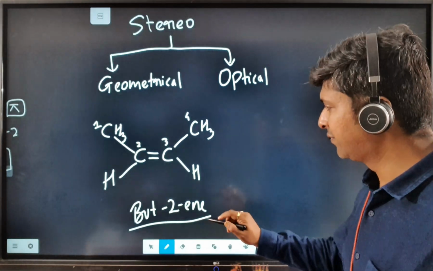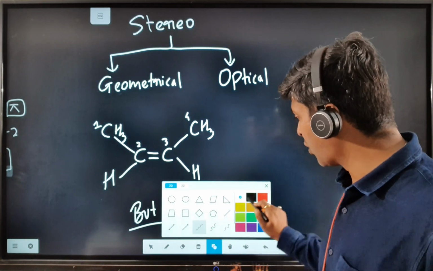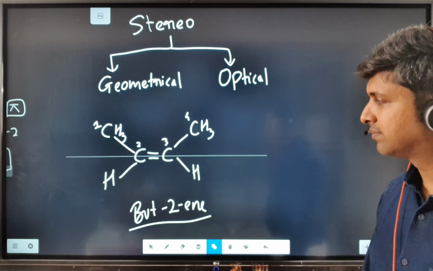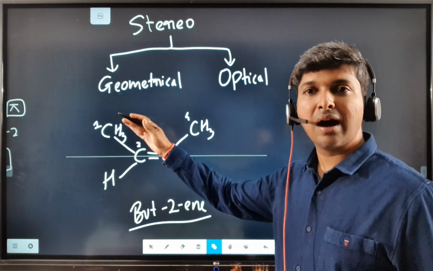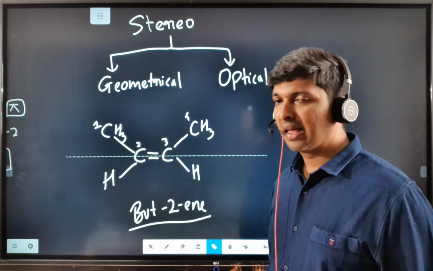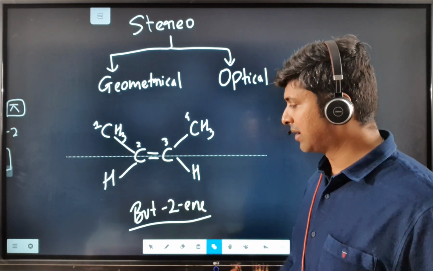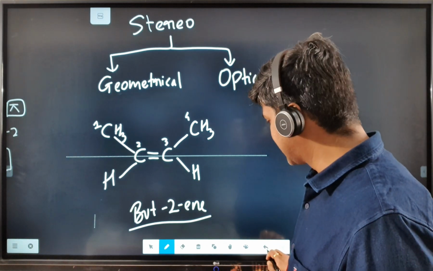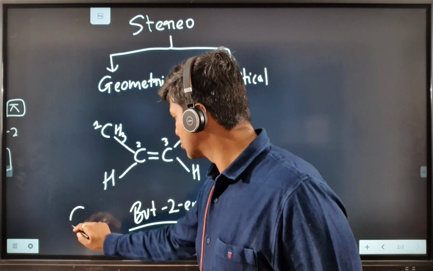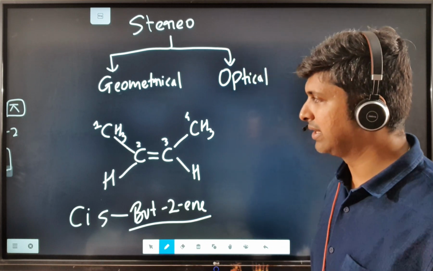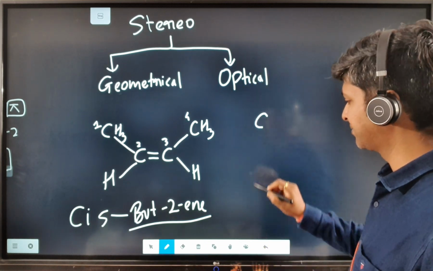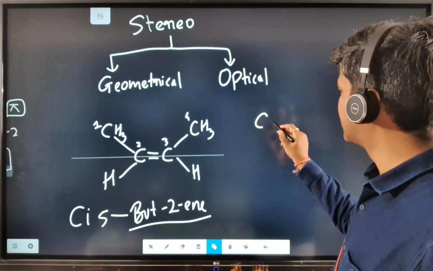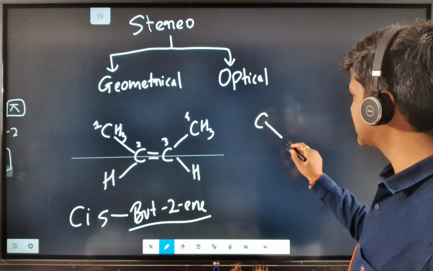So this is butene, right? And if you draw an imaginary dotted line in between, you see that the groups on the above side are similar and the groups at the bottom are also similar, so you call this cis. So this is cis butene. And what will be trans? Where did the line go? Okay, yeah. So cis butene, and then we'll have trans butene.